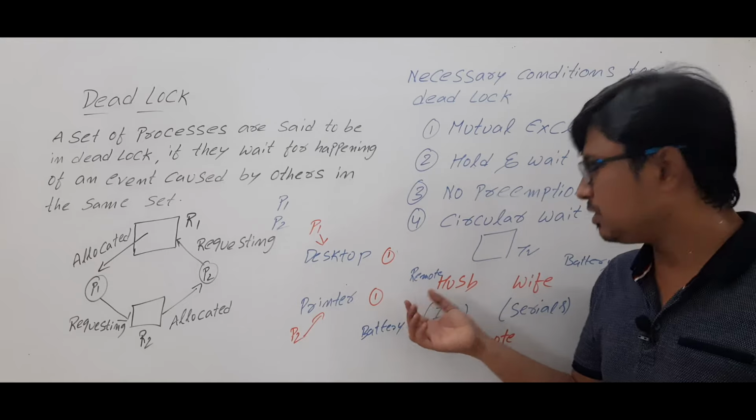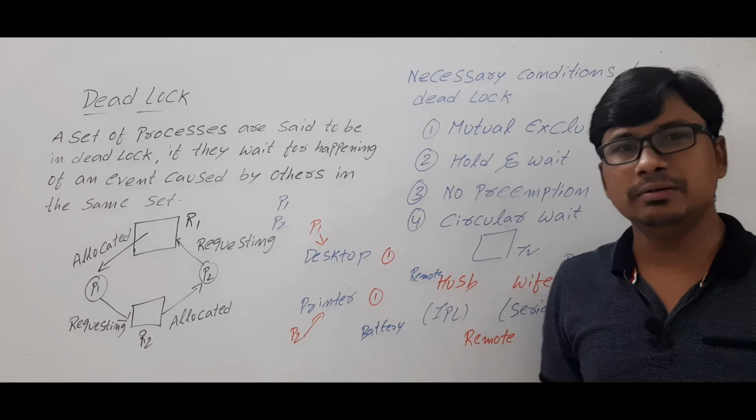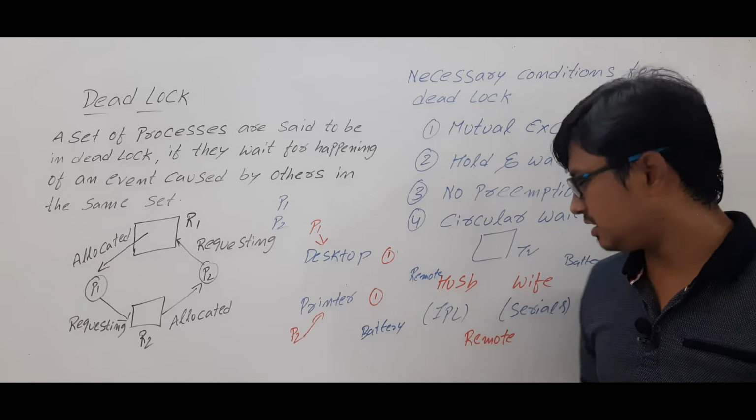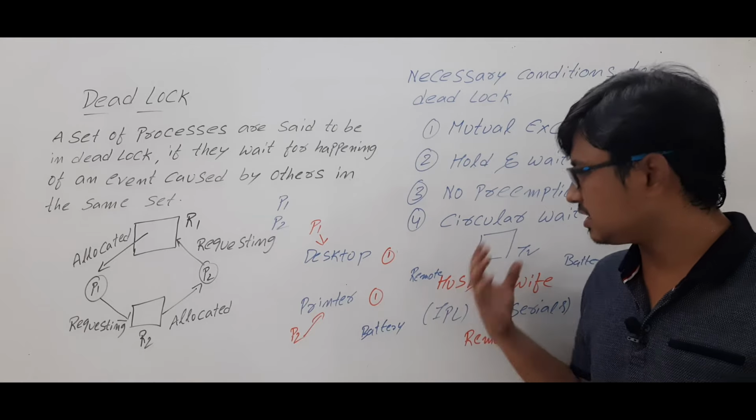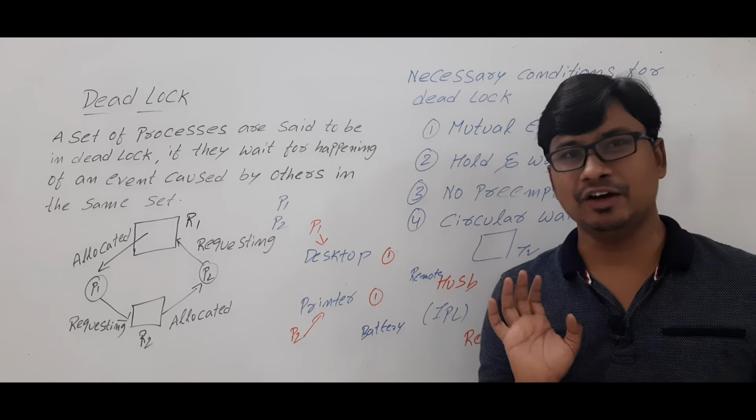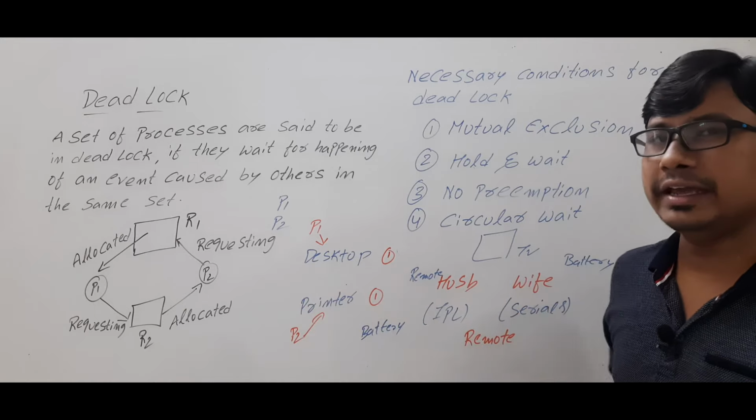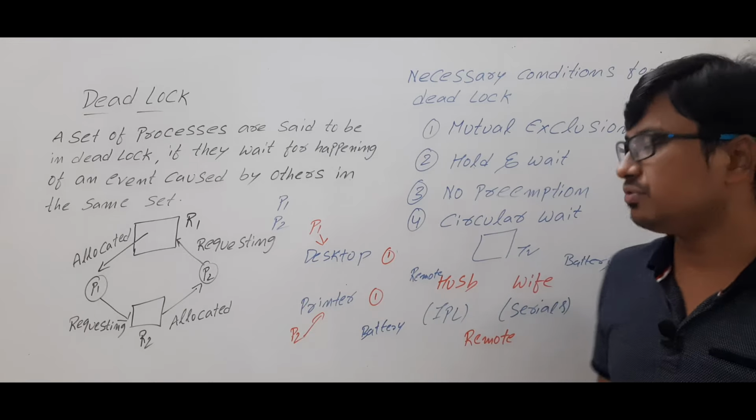Now, the husband will not give the remote, the wife will not give the battery. Now, both will not watch their IPL and serial. So, this scenario also leads to a deadlock. Am I right or wrong? So, these are the examples for the scenarios of deadlock.